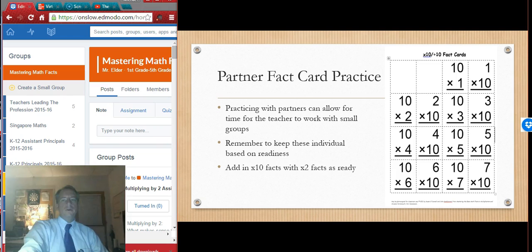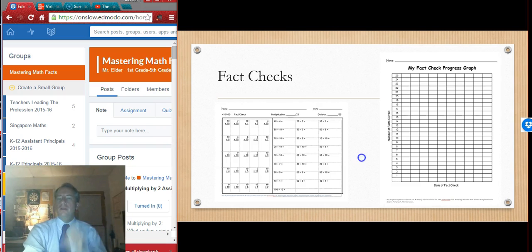Practicing with partners. We talked about this with times 2. It's imperative that they are tied to what kids are ready for. So practicing with partners, the times 10 fact cards, you can find them anywhere. They're certainly in this text as well. You do need to keep them based on readiness. So this would be a child who has done okay with 2s and now is ready to move on to building fluency with 10s. Working back and forth in partners. Each student having their own Ziploc baggies is a great strategy.